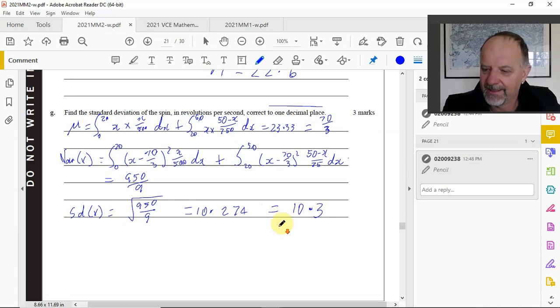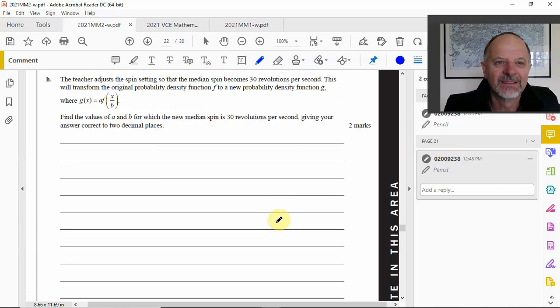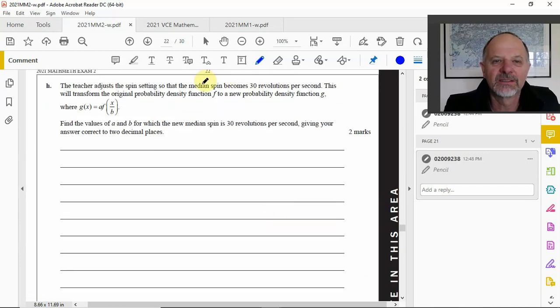All right, then the last part. Teacher adjusts the spin setting, so the median spin now is 30.